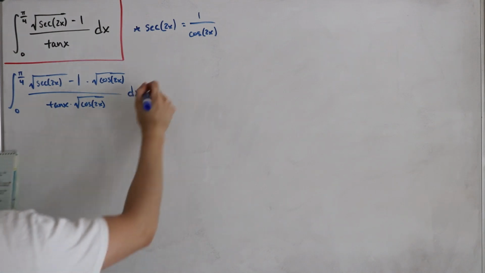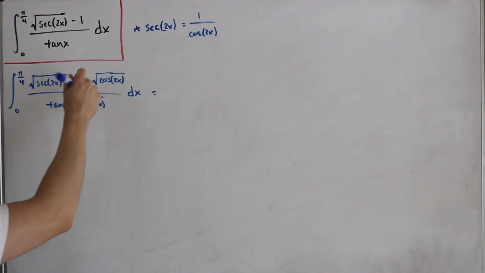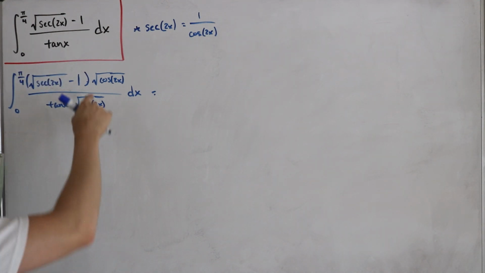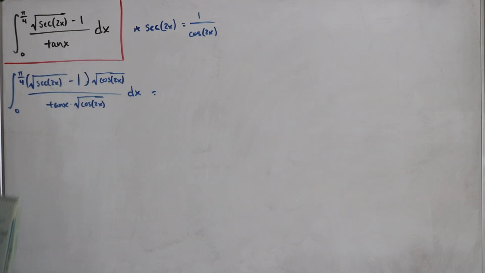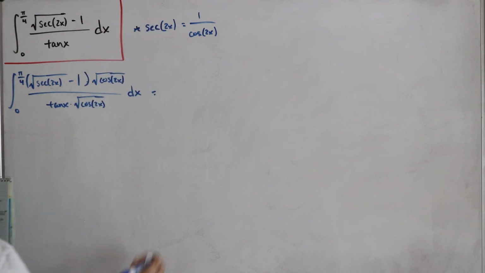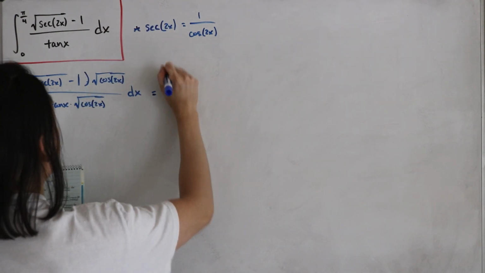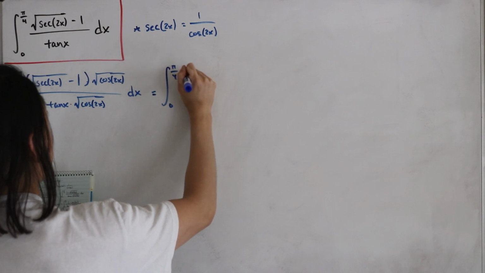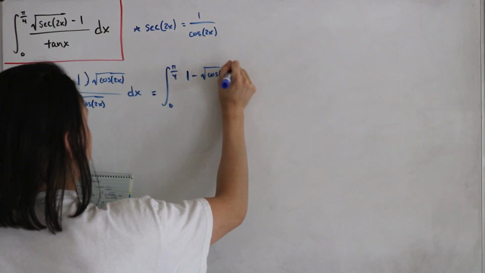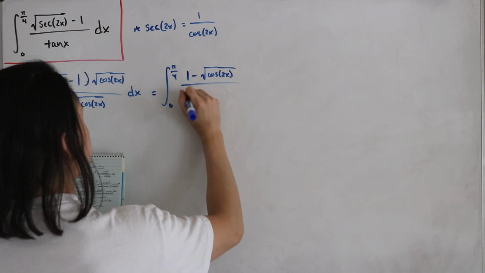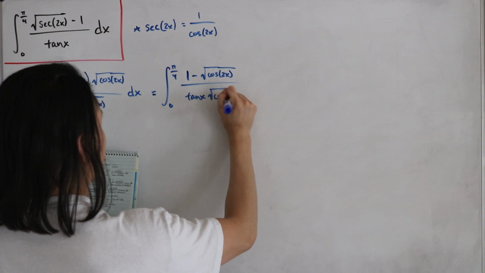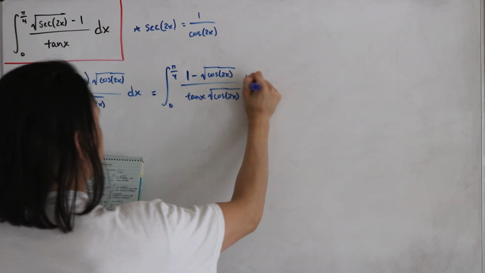Then what that will do is, if I multiply the square root to everything here, so I write parentheses over here, the square roots will cancel, so it will be secant 2x times cosine 2x, which using this identity just cancels out to become 1. So I'll reduce that down to just 1. 1 subtract the square root of cosine of 2x, divided by tangent x times the square root of cosine of 2x, and then dx.